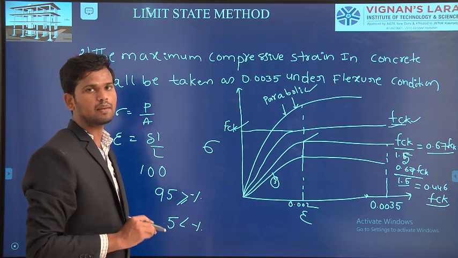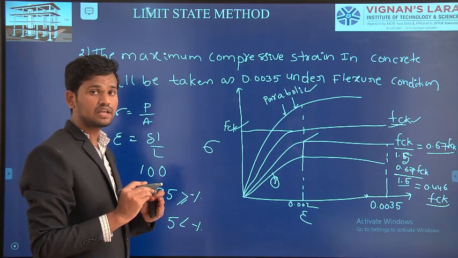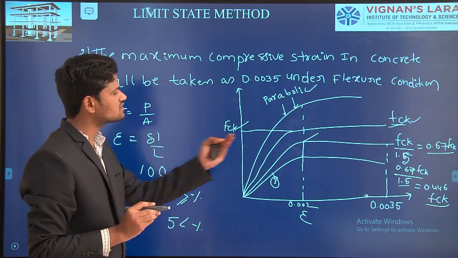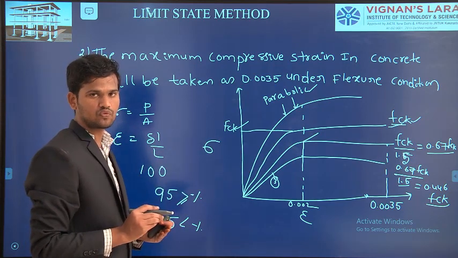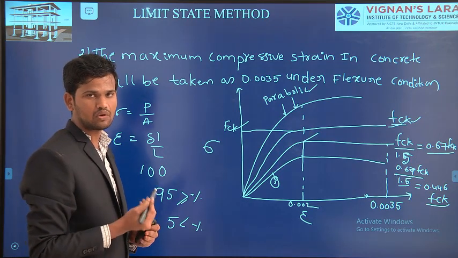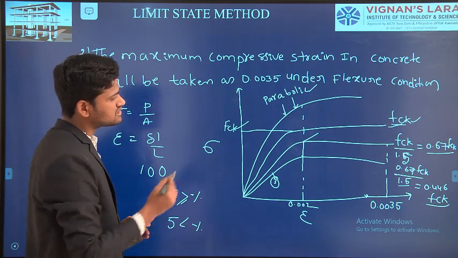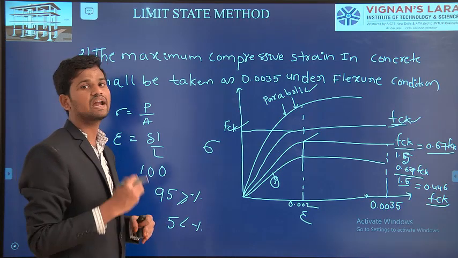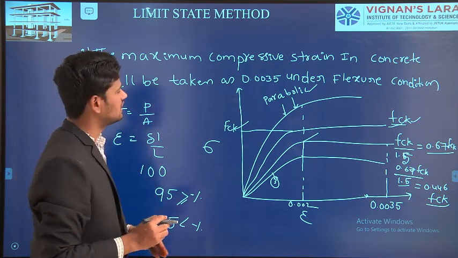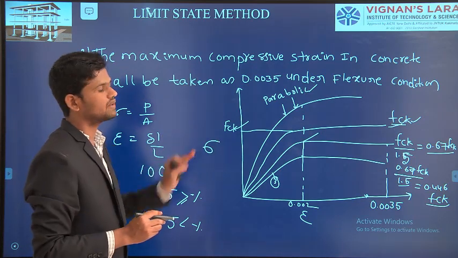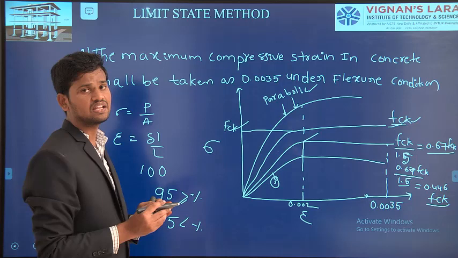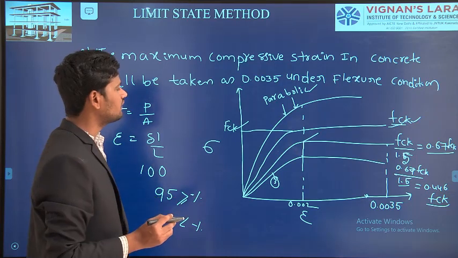Suppose you are taking M20 grade. For M20 grade, how much strength are you getting after construction of the structure? If you substitute in 0.446 fck, for M20 grade the fck value is 20. So 0.446 into 20, if you substitute, you will get the strength of the concrete member after construction. This is the diagrammatic representation of how concrete attains strength from various types of experimental investigation.